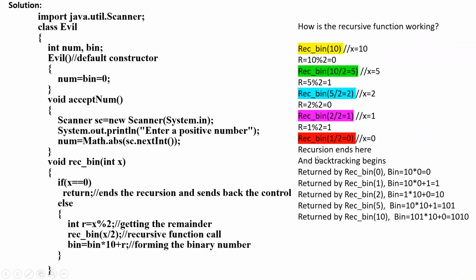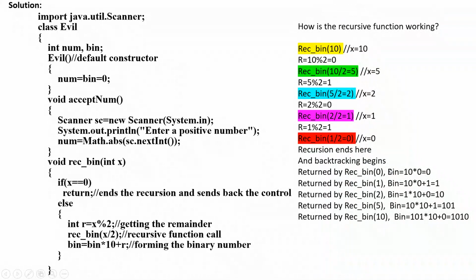1 mod 2 is 1 and rec bin 1 by 2 equals 0. So when the rec bin function gets the value of x as 0, the base case is encountered and the recursion stops here. As the recursion stops, backtracking begins. Now what happens in the backtracking?